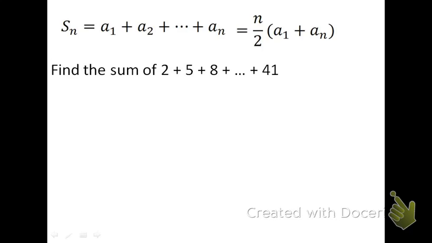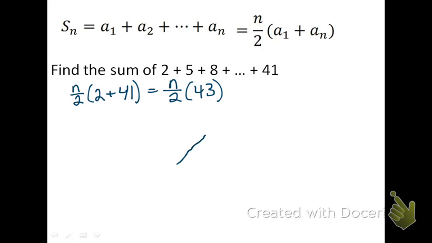So we have n over 2 times our first term plus the last term. Well, the last term is 41. So we have n over 2 times 43. Okay, well, what's n? What term is 41? How many terms do we have to go to get there? So let's figure that out. How are we going to figure that out?